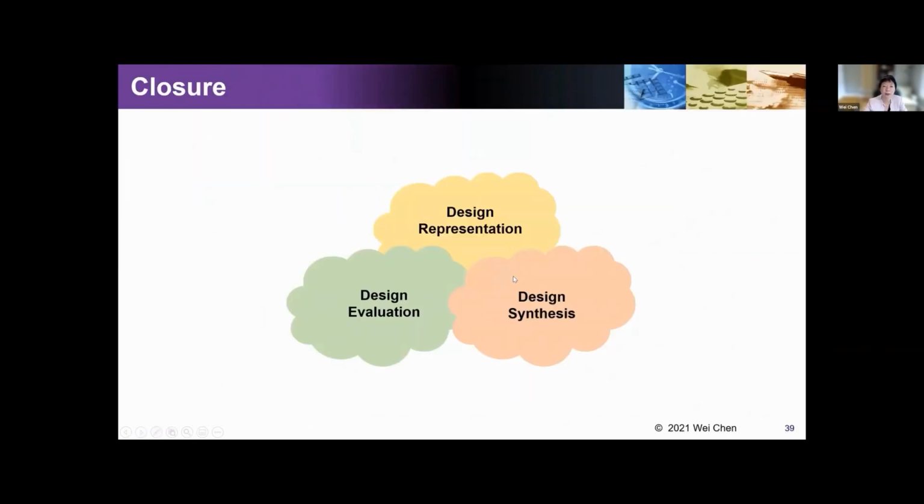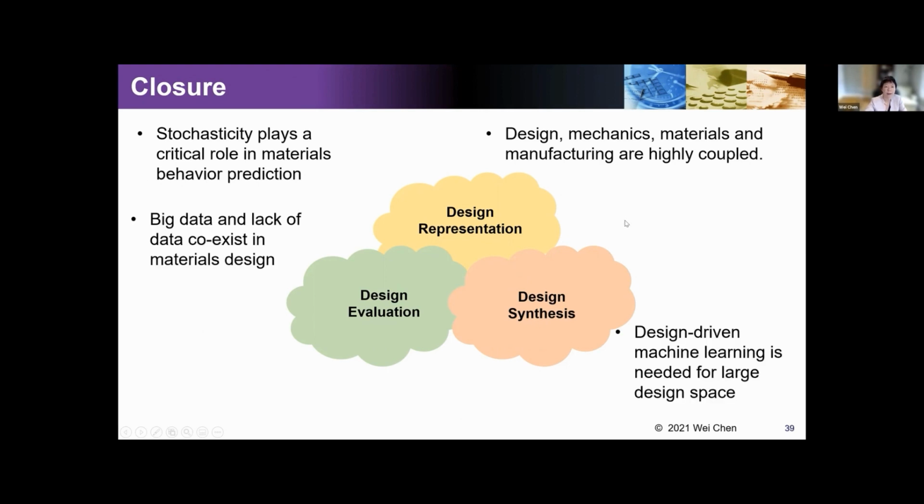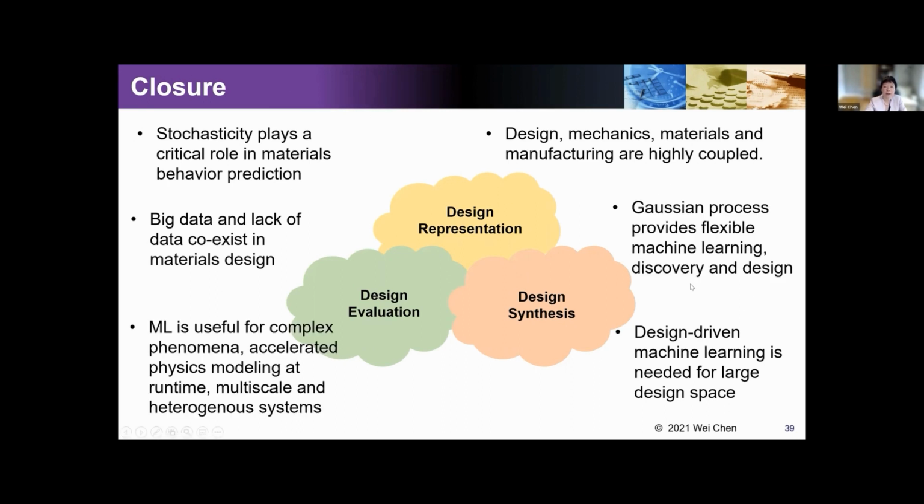So with that, I'd like to summarize my talk today. I covered these three different subjects, and basically the takeaway is that stochasticity really plays a critical role in material behavior modeling, and the design of material systems is a very interdisciplinary field where design, mechanics, and material manufacturing are highly coupled. And we have methods that can handle both big design problems and small design problems. We need methods for that. And I demonstrated that the Gaussian process model provides a lot of flexibility in machine learning discovery as well as design. On the other hand, sophisticated machine learning techniques can handle very complex phenomena, with accelerated physics modeling at runtime, as well as modeling multiscale and heterogeneous behavior.